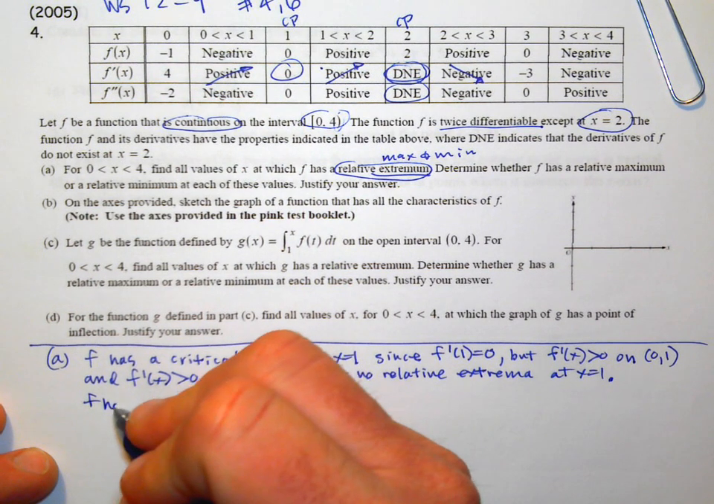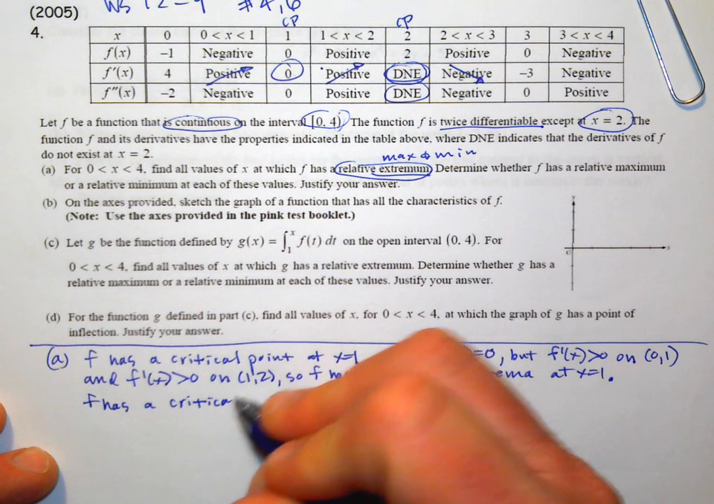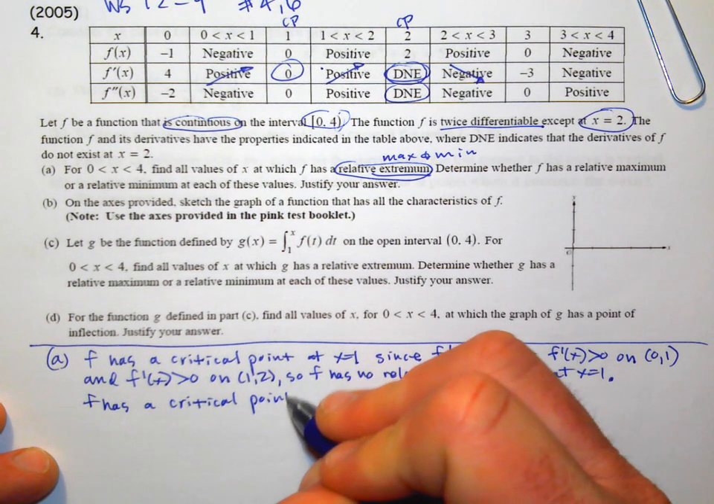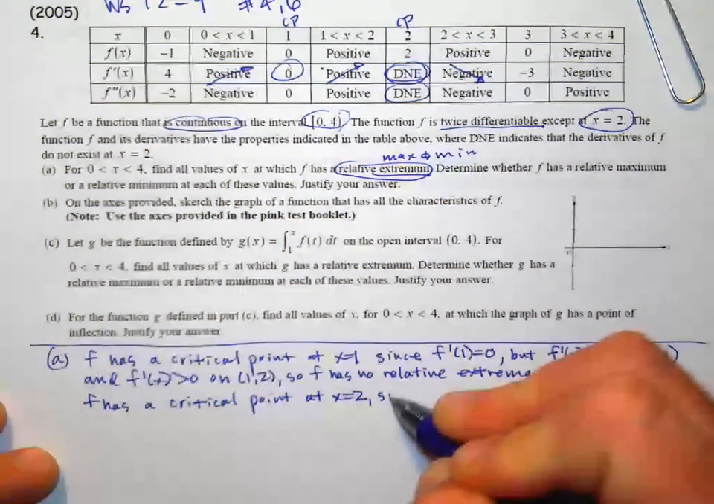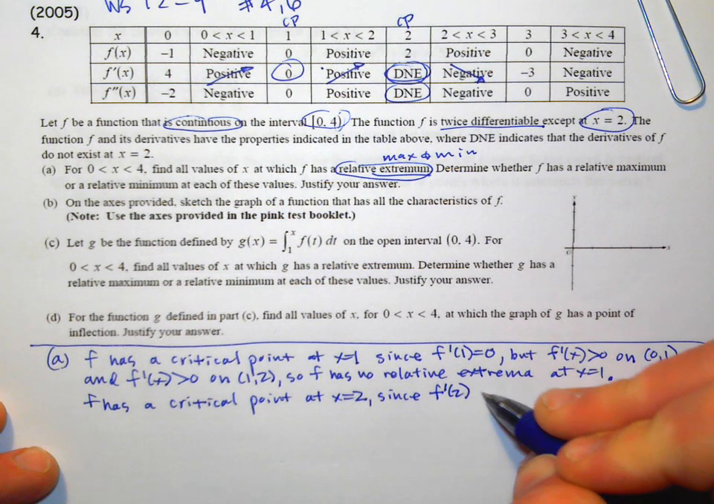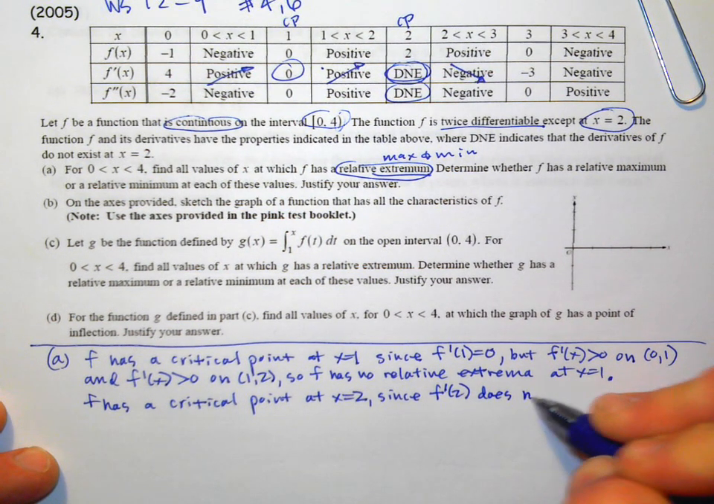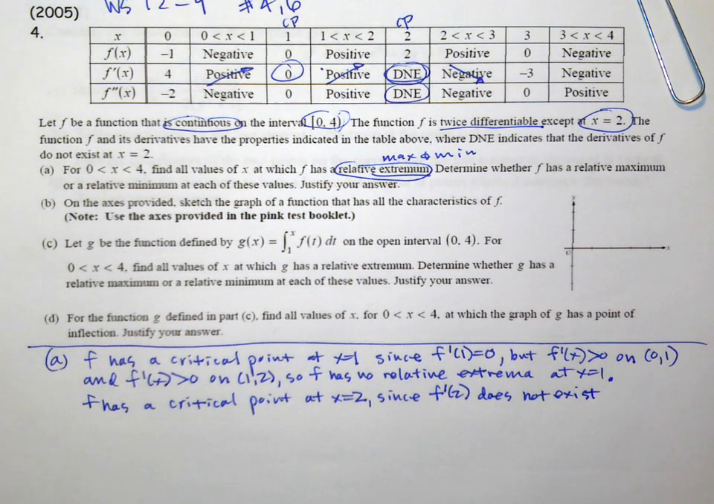f has a critical point at x equals 2 since f prime at 2 does not exist. Okay, so if you're going to justify a relative max or min, you need to first state that you have a critical point. You might want to state why you know it's a critical point, which is what I've done.